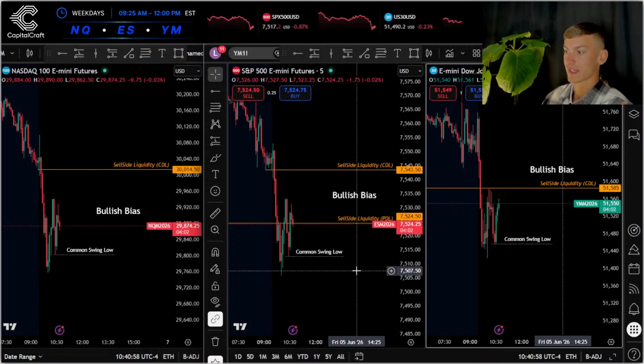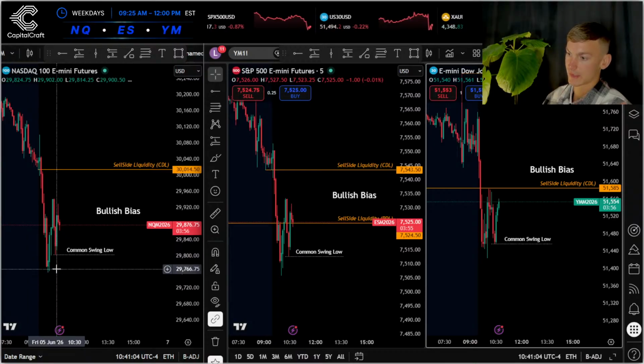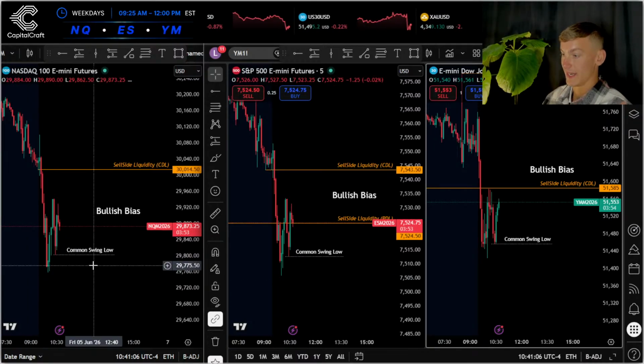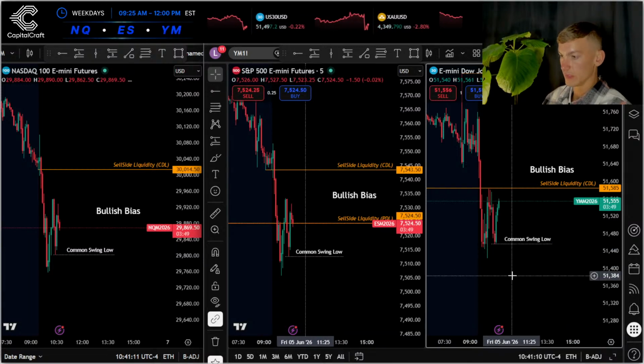We want to see if price can come down to our key level. Now the key level I've marked out here is this common swing point found at 1025 on the Nasdaq, as well as the S&P and the Dow Jones. So let's see what happens.